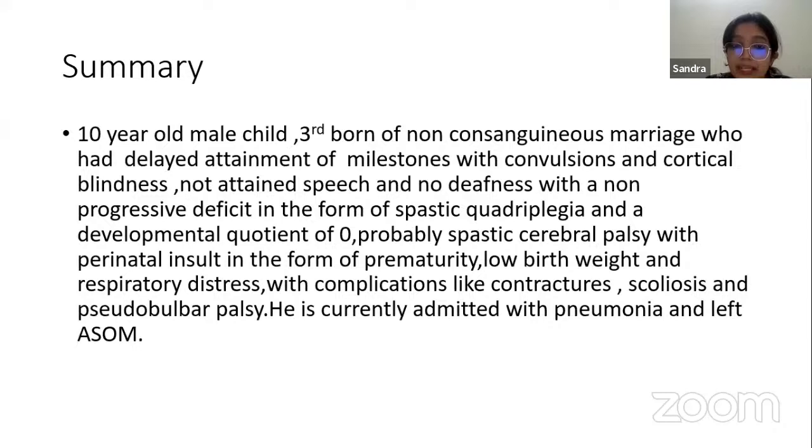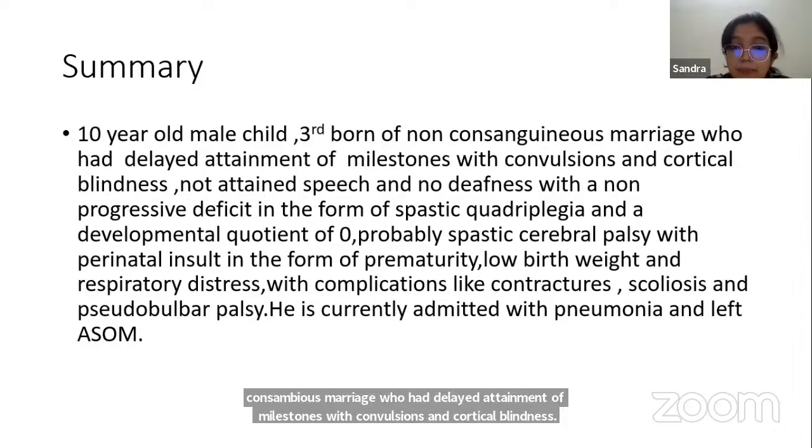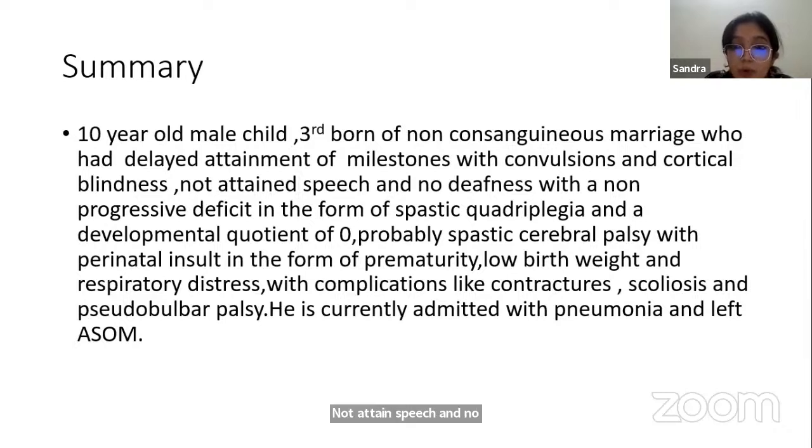Summary: 10-year-old male child, third born of non-consanguineous marriage, who had delayed attainment of milestones with convulsions and cortical blindness, not attained speech and no deafness, with a non-progressive deficit in the form of spastic quadriplegia and a developmental quotient of 0, probably spastic cerebral palsy with perinatal insult in the form of prematurity, low birth weight, and respiratory distress with complications like contractures, scoliosis, and pseudobulbar palsy.